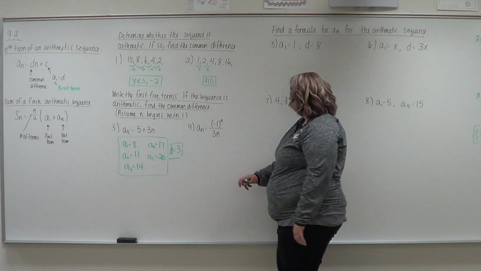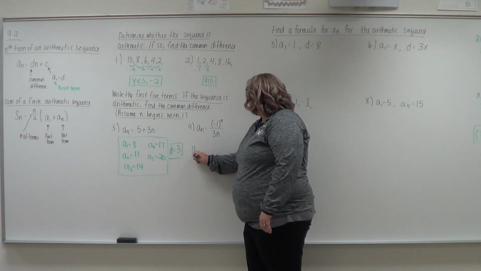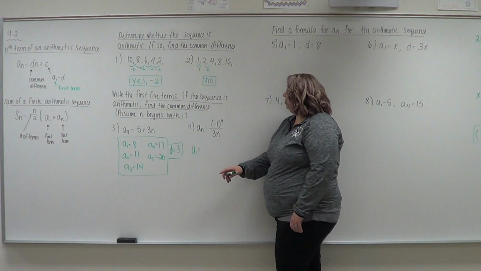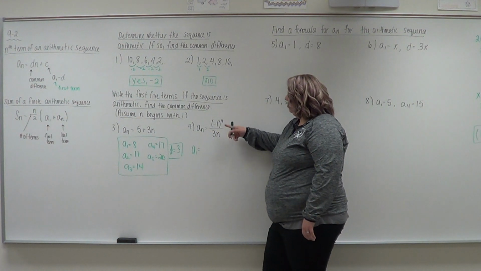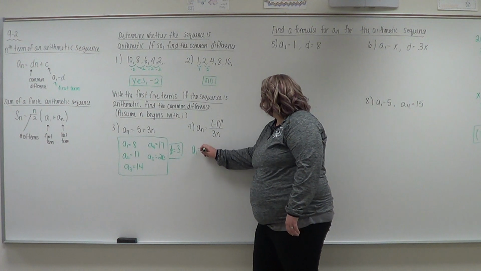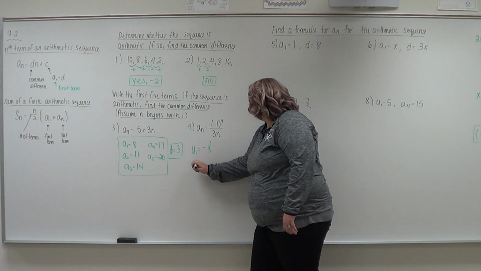Okay, 4. So plug in the first, plug in number 1. I have 2 n's, I have to plug them into both. If I plug in 1, -1 to the first is -1. 3 times 1 is 3. So that'd be -1/3.